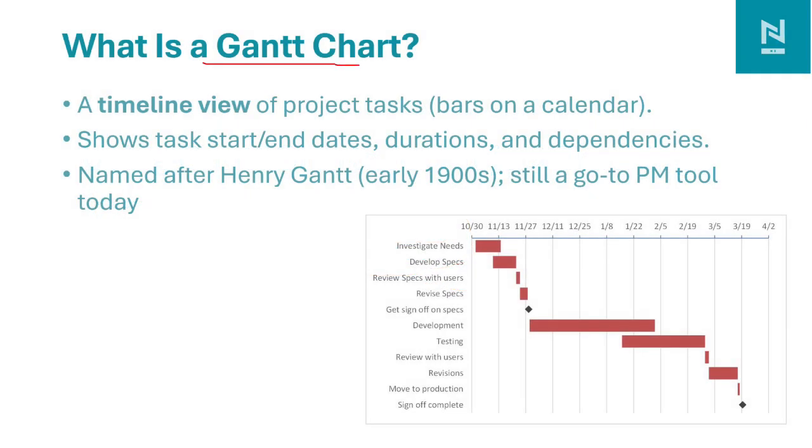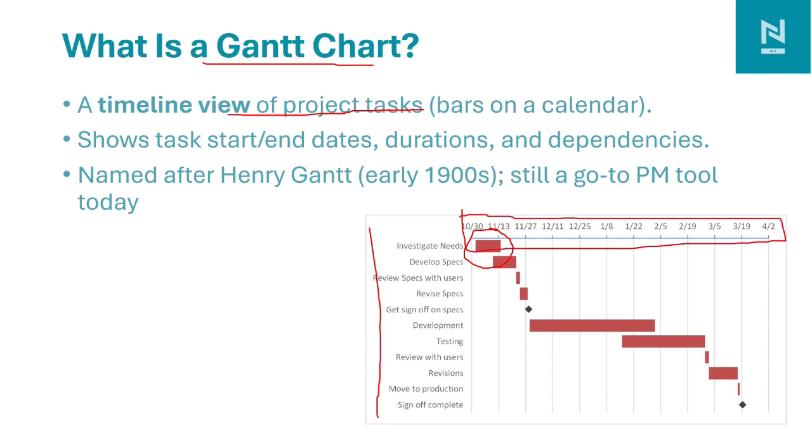Let's understand what a Gantt chart is. It's a timeline view of the project tasks as bars on a calendar. If you see this rectangular box, it represents the bar, and on the x-axis you can see the timeline, and on the y-axis you can see the activity names. It shows the start and end date. You can see this one is the start and this is the end date of this activity. It is named after Henry Gantt and is still a project management tool today.